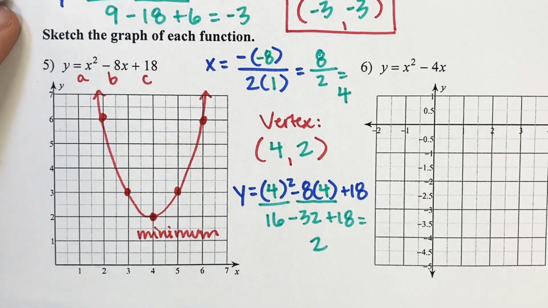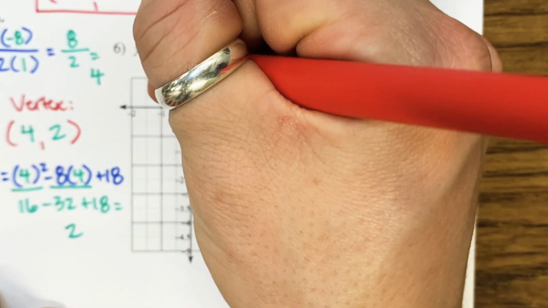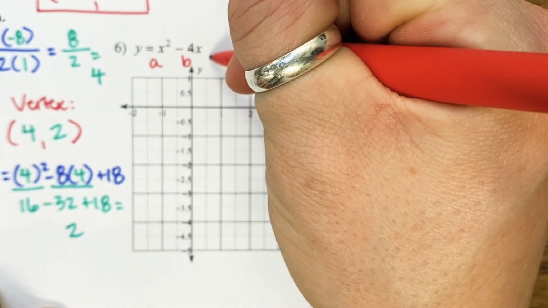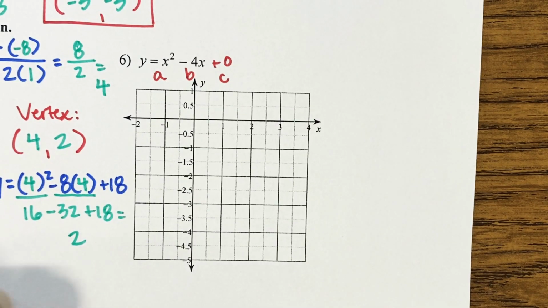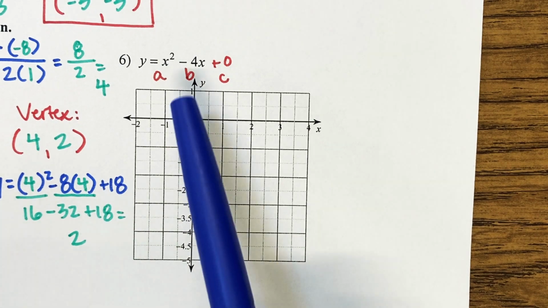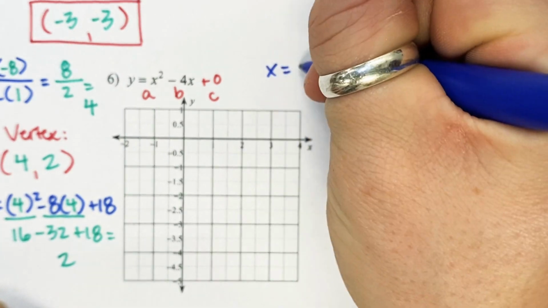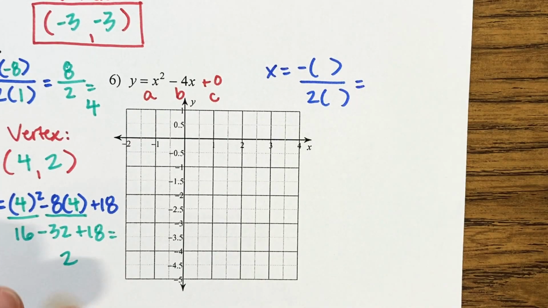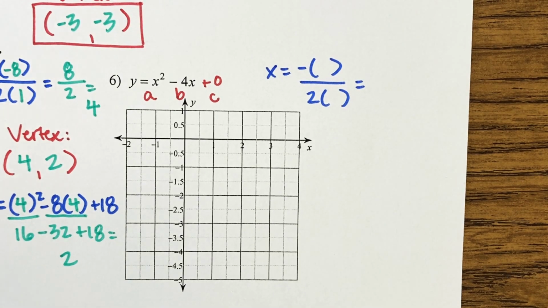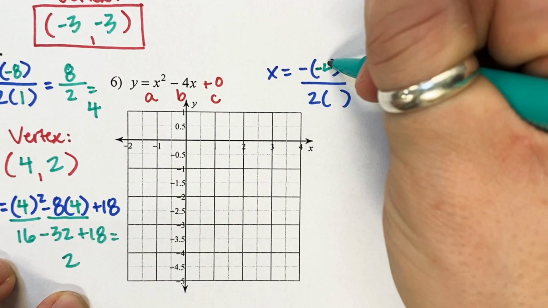Okay, awesome job. Let's do number 6, our last example. So I got A, B, and technically, since we don't have a C, our C is 0, but yeah, we don't really need it. Okay, so let's go ahead and use our mini formula first. So we have x is equal to negative b over 2 times a. Okay, let's plug in what we know. On top we need our b. So my b is negative 4.